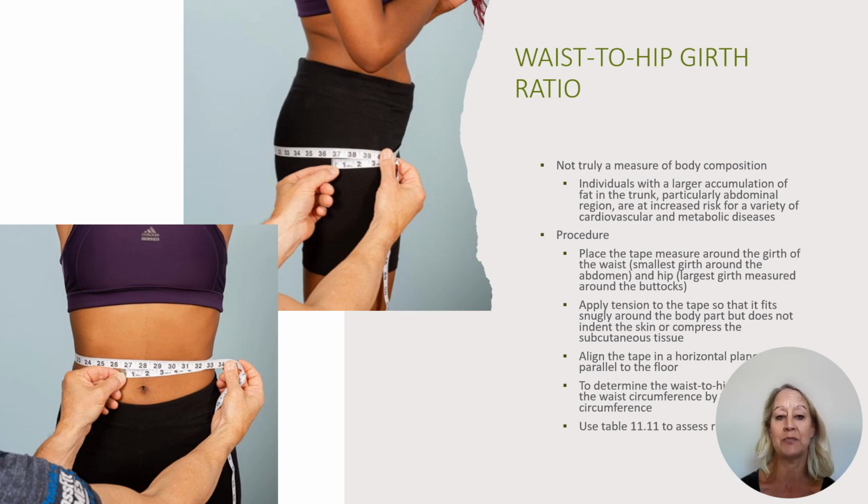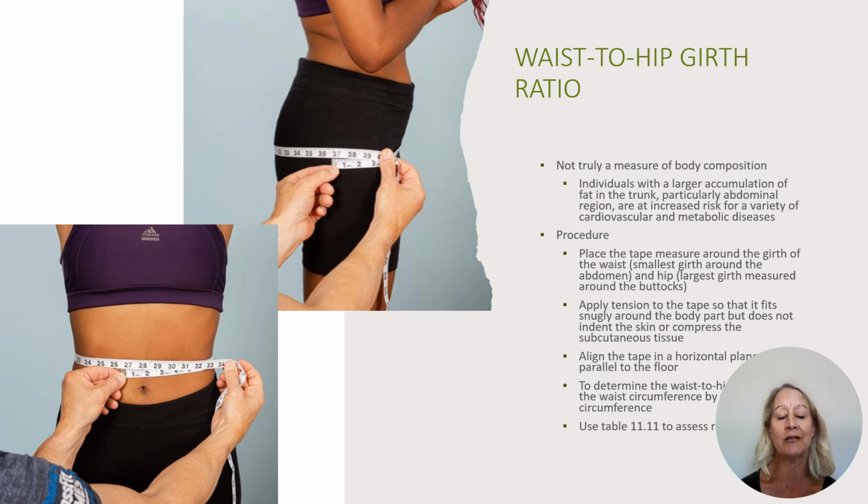Second, you measure hip circumference. Here you're going to take the hips at the widest part of the buttocks. This is typically around the buttock prominence. Again, using a flexible measuring tape, measure to the nearest centimeter or inch.